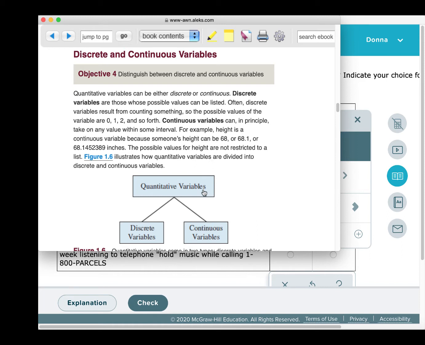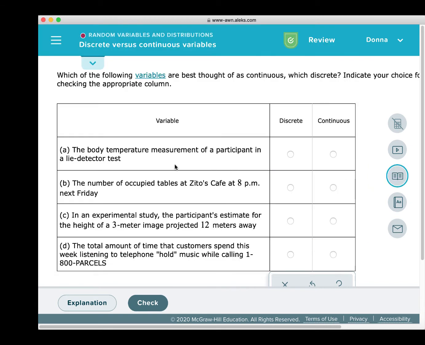So let's go out to our problem in ALEKS and attempt to do it. The body temperature measurement of a participant in a lie detector test. So this is measuring the temperature of a person. So whenever we're measuring something, it's usually continuous because it can take on a range of values.